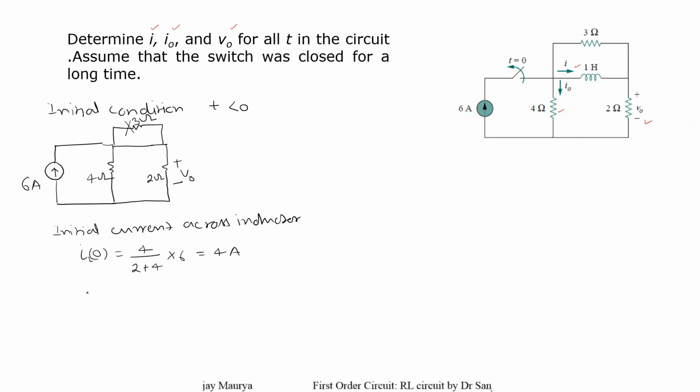and current in 4 ohm. For this I naught, I'm going to determine current in 4 ohm at time t equal to 0. The current in 4 ohm, just by subtracting from the 6, I can determine, will be 2 ampere. However, we can also apply the current division law in this case also.